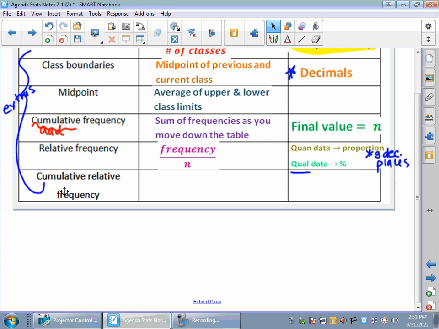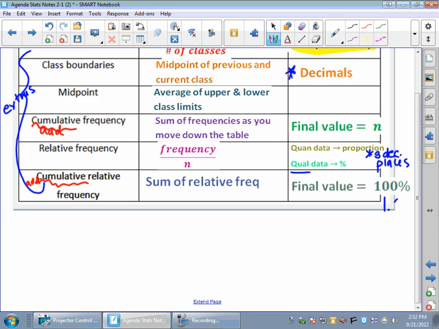And last but not least, cumulative relative frequency. So we could accumulate or add our relative frequencies. So it's our sum of our relative frequencies as we move down the table. We will practice these things as we go. And our final value here should either be 100% or 1.0 if you're just using proportions.